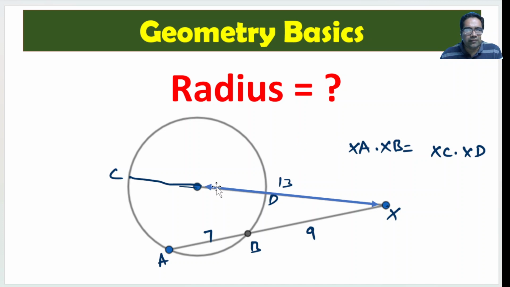Now we are given that this part is 13. So let us extend this line. CD will become a diameter. But why are we extending? To make use of this formula. We know AB is 7 and XB is 9.